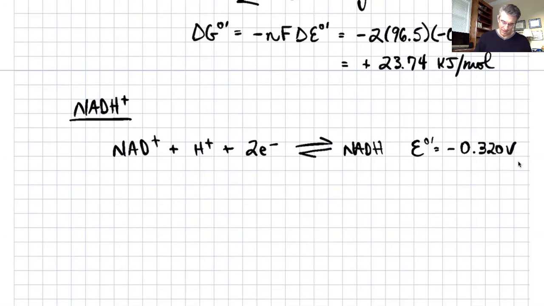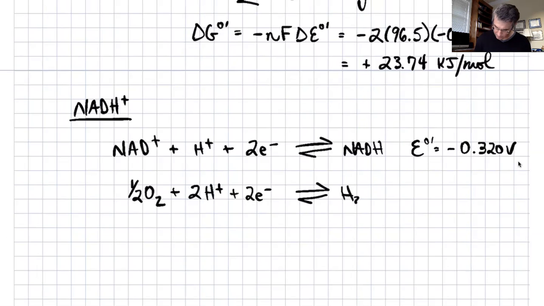right? And the other reaction we'd need, because ultimately where we're going to take these electrons, we're going to dump them, is into oxygen. So we need a reaction that looks something like this: 1/2 O2 plus 2 protons plus 2 electrons goes to water, with a standard reduction potential, in this case, of plus 0.815 volts relative to the standard hydrogen electrode, right?